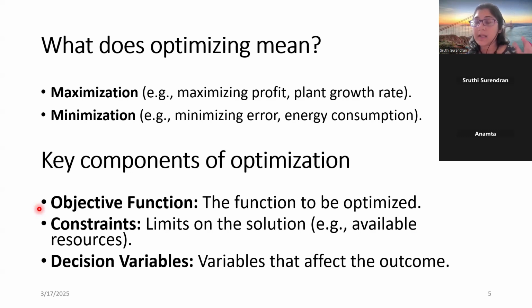The best can be the maximum of something or the minimum of something. We call that maximization when we want to get the maximum of the result, and minimization when we want to get the minimal of the result.